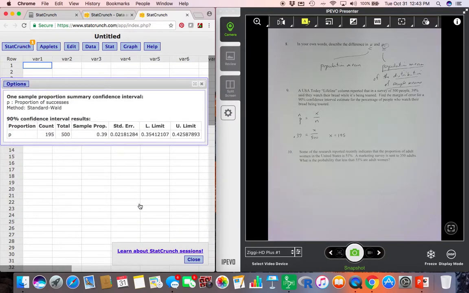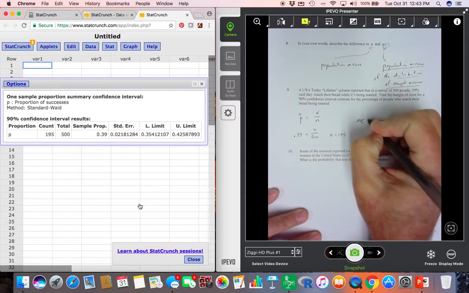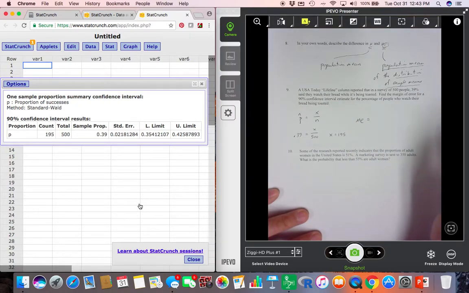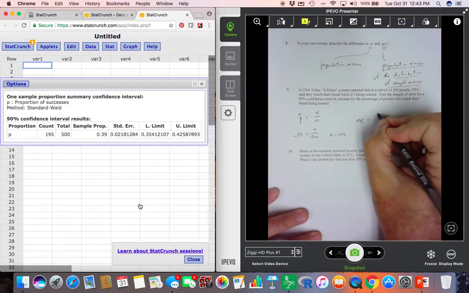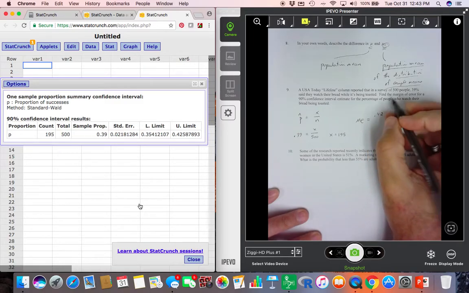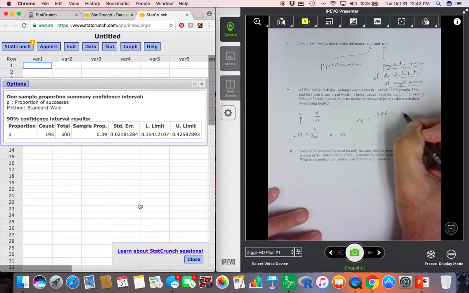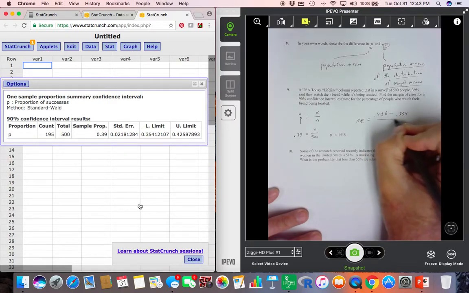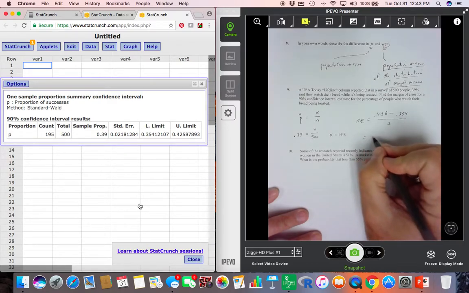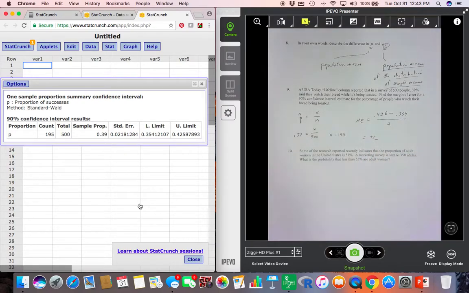So guys, my upper limit is 0.426. My lower limit is 0.354. So guys, remember the margin of error. One of the easiest ways to find that is the big number minus the small number over 2. Now we add a plus and a minus to that.